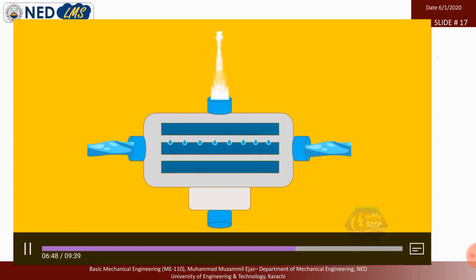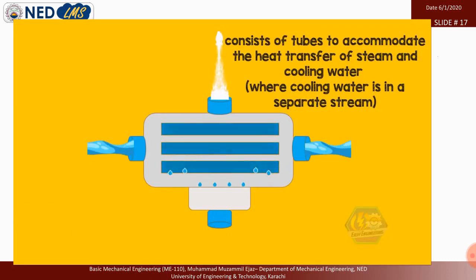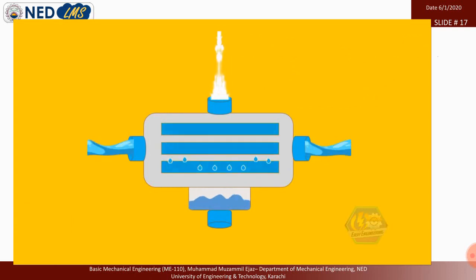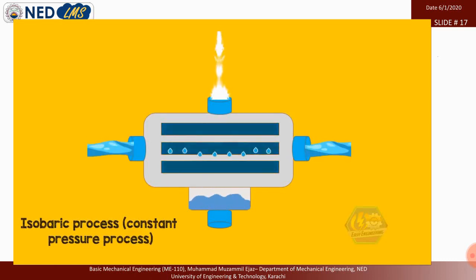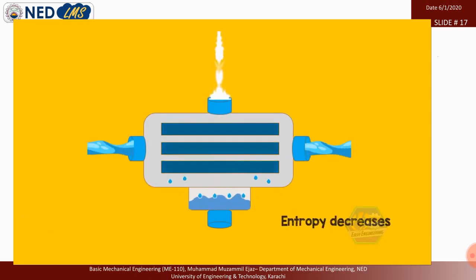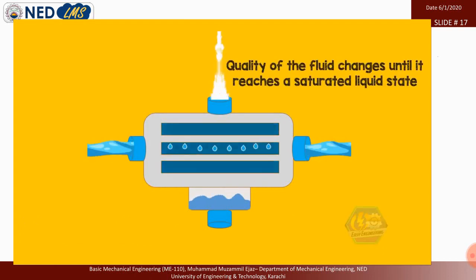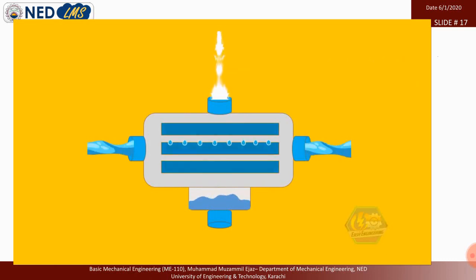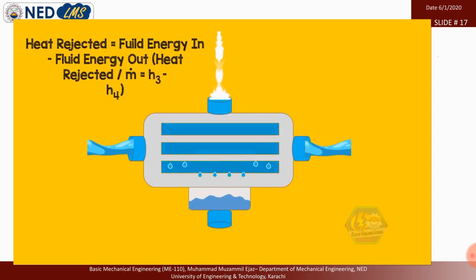And the condenser consists of tubes to accommodate the heat transfer between steam and cooling water, where the cooling water is in a separate stream. This is a heat exchange equipment, so we assume that this is an isobaric process or constant pressure process. The entropy decreases, and the quality of the fluid changes until it reaches a saturated liquid state, so from steam to liquid. The equation is heat rejected equals fluid energy in minus fluid energy out, or enthalpy 3 minus enthalpy 4. Note again that this equation is formed by using a mass and energy rate balance for a controlled volume at steady state, neglecting pressure drop.